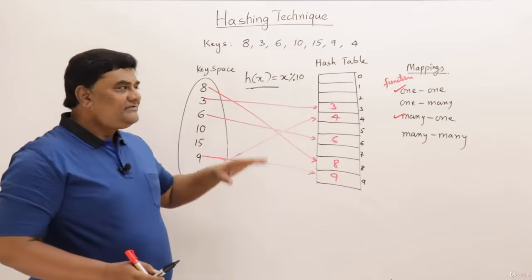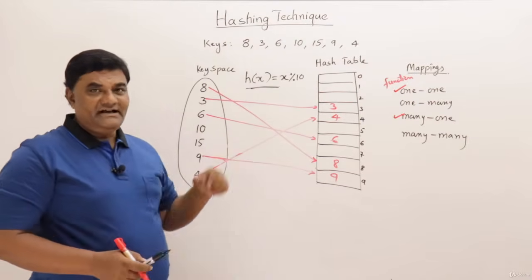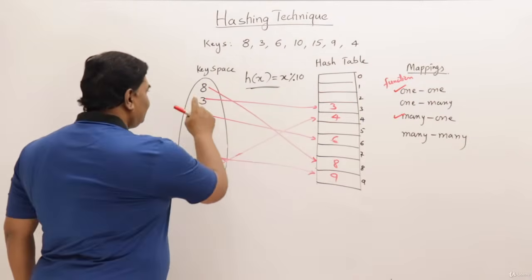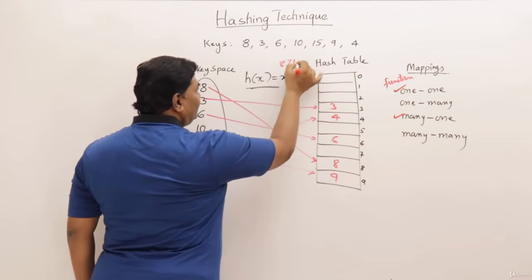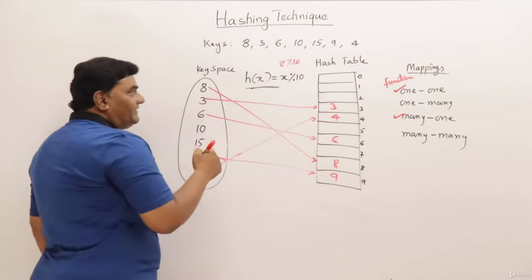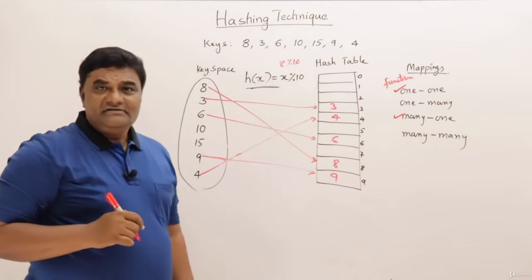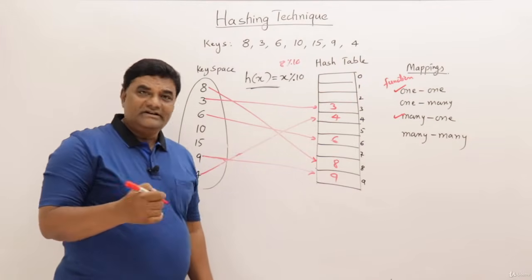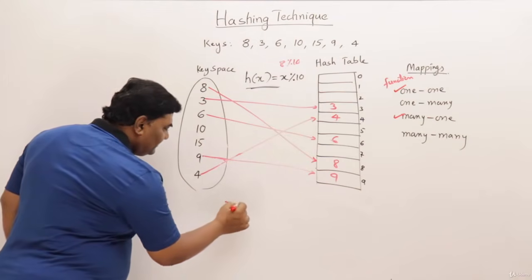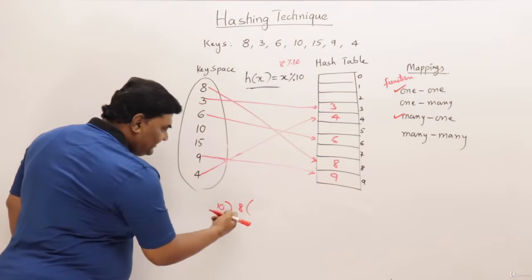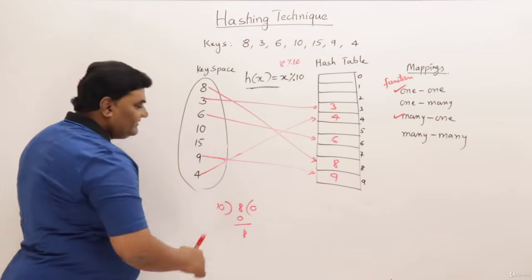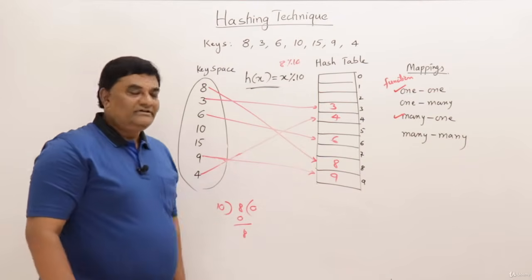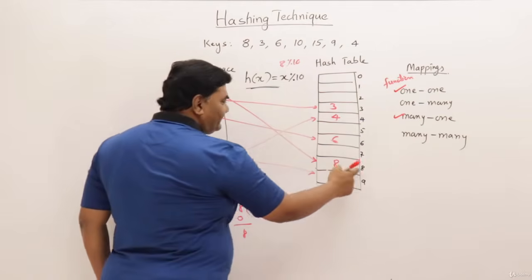Now let us map these values once again using that hash function. So let us start. 8 mod 10. See, mod means remainder, right? When 8 is divided by 10, what is the remainder? 8 only, because 10 goes into 8 zero times, so the remainder is 8. So this 8 is mapped to index 8.